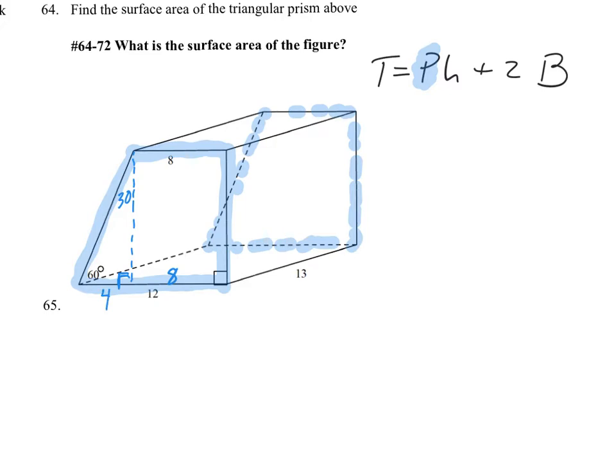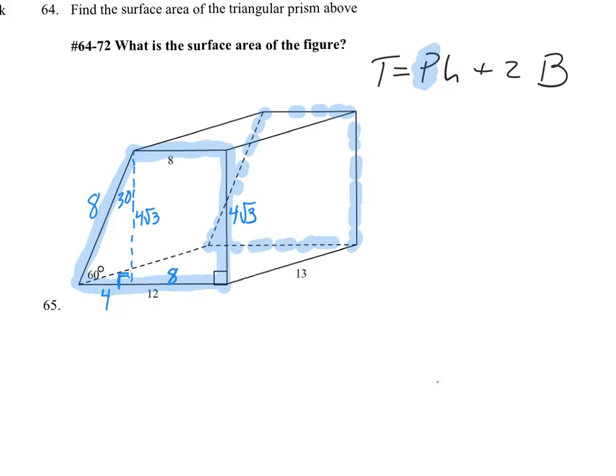Now, here's the part where you need to know your properties of 30, 60, 90s. This is the short leg. And to find the long leg, all I do is take the short leg and multiply it by the square root of 3. So this distance must be 4 square root 3. And since this is a rectangle over to the right, this must also be 4 square root 3. Now, for the hypotenuse, you take the short leg and double it. So this must be 8. And now I've found all the parts that I need to find the perimeter of this shape.